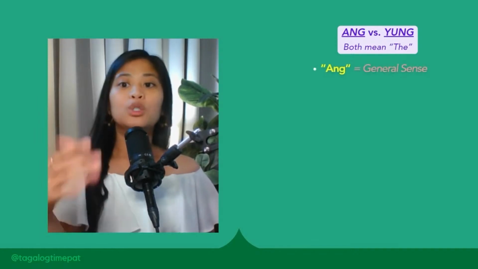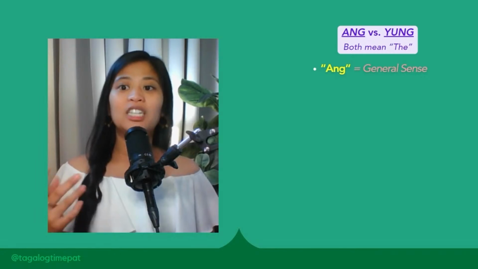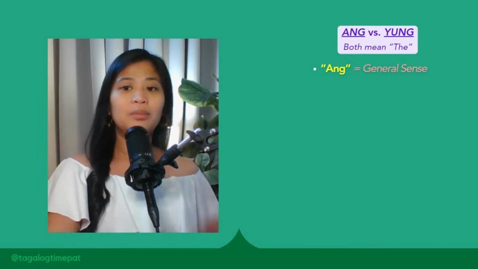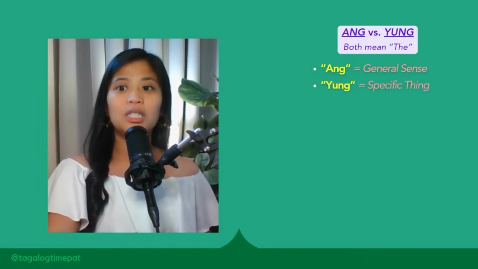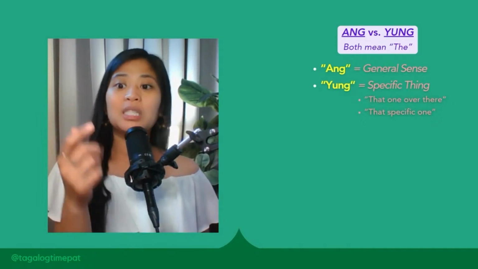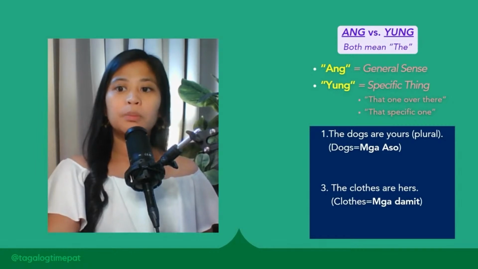Now I want to take a look at the difference between ang and yung. Both of these words mean the, so it's an article leading up to a noun. So far, we've been practicing with the word ang, and that just means the in a general sense. But in common conversation, oftentimes I say yung, which is specific to a thing, like that one thing over there or that specific one. So for example, the dogs are yours, plural. Sa inyo ang mga aso.